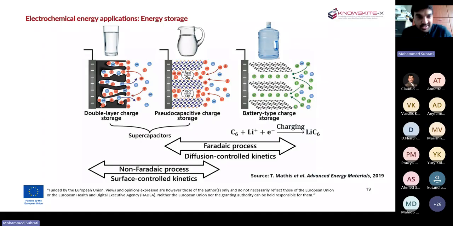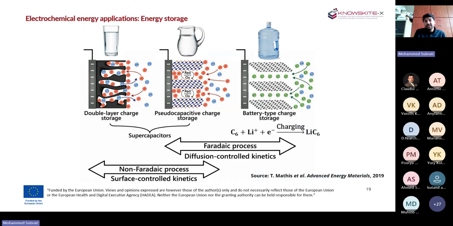Applications, why everyone is here today. For the applications, first is, as I said, energy storage, and there are three energy storage mechanisms. On the left, you have electrical double layer storage. In the middle, you have pseudocapacitive charge storage based upon redox sites in your material. And the last is the battery-type charge storage, which is purely intercalation and redox based.